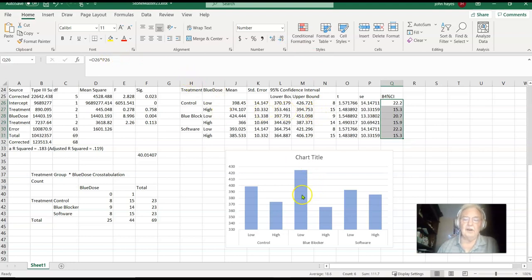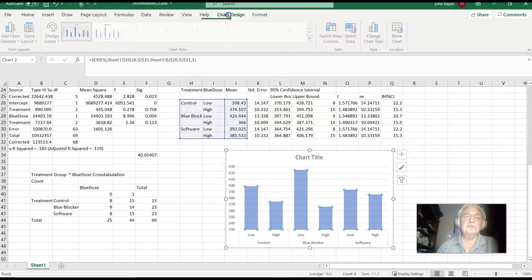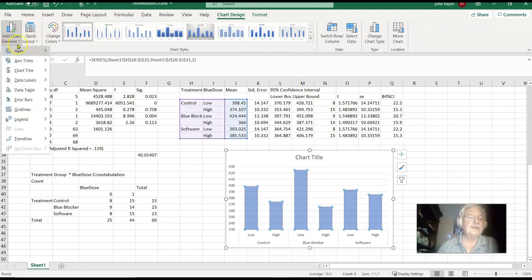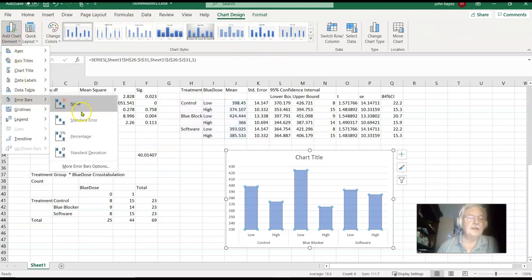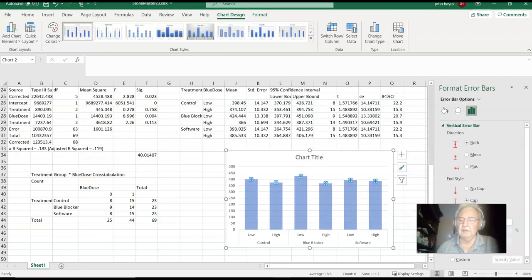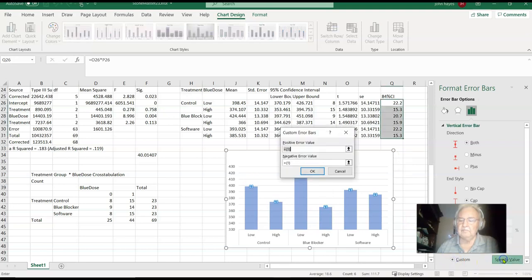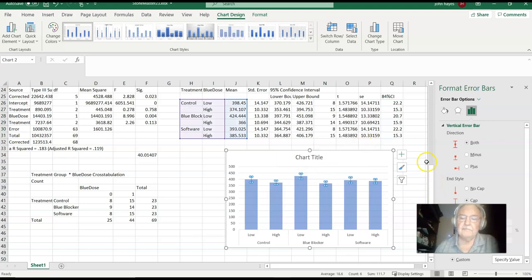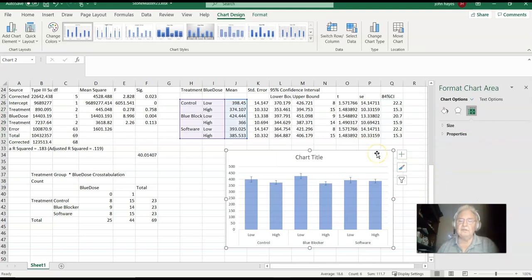Now let's add our error bars. So chart, add element, error bars, more options, custom, and then we're going to highlight these guys. Come down here, mean minus those, click there, okay. And now we have our error bars.